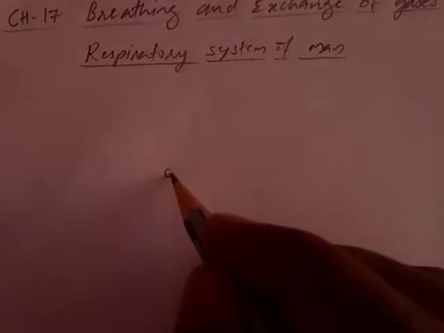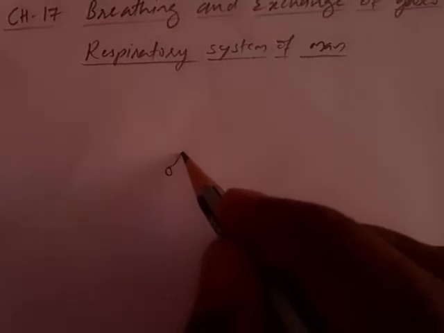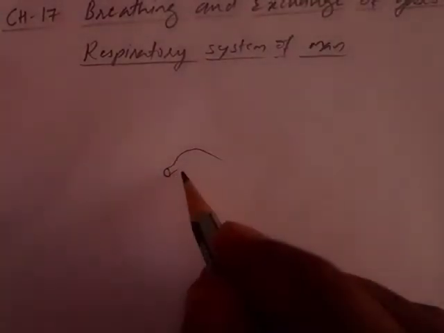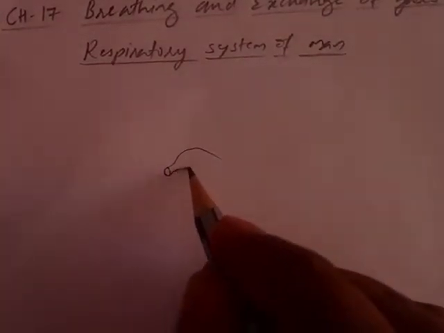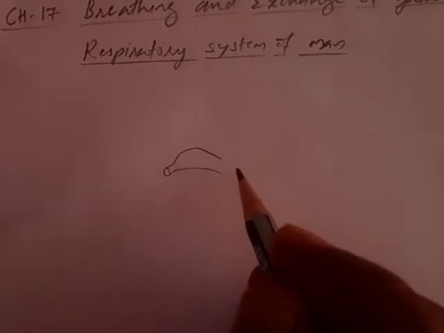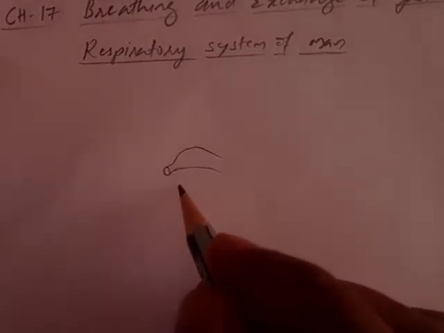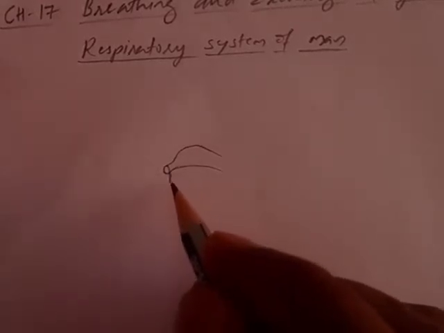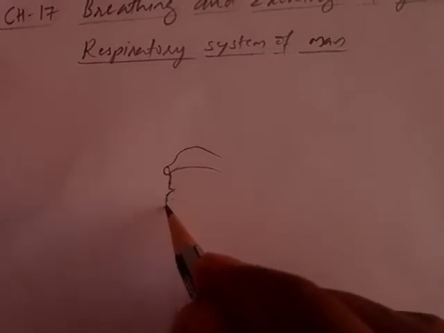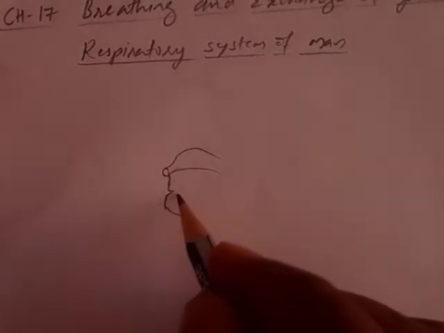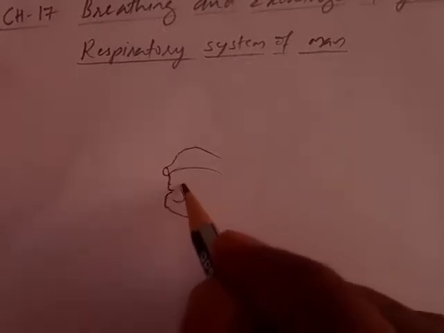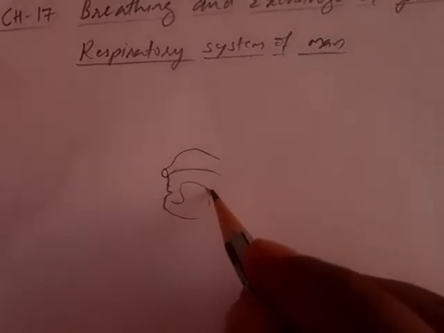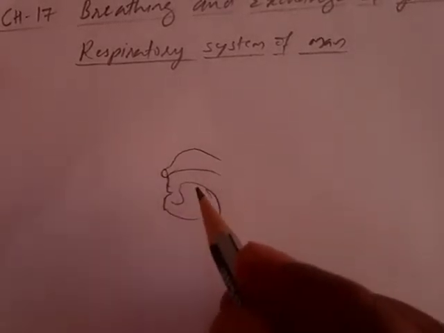Nostrils are the openings, so there is a nasal cavity like this, and you can make this plate between. This is the mouth you can show. This is the oral cavity. So you can show this diagram, very important here.